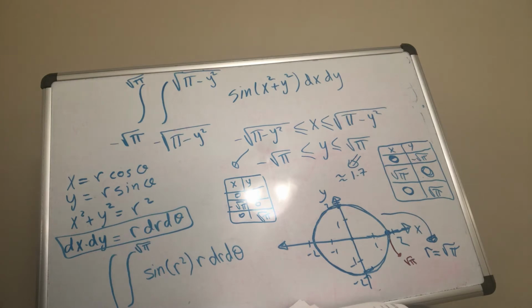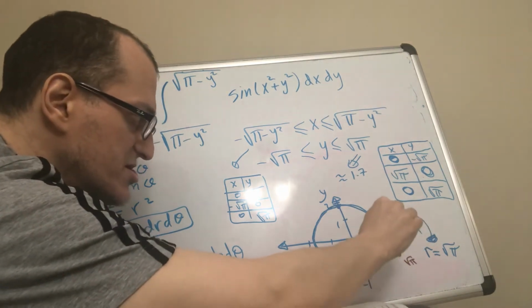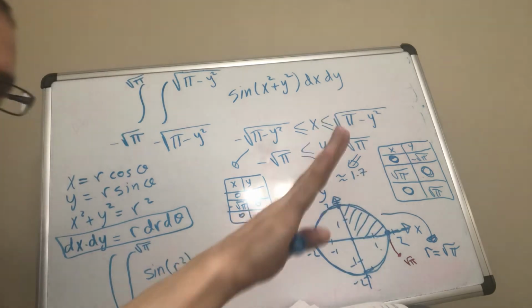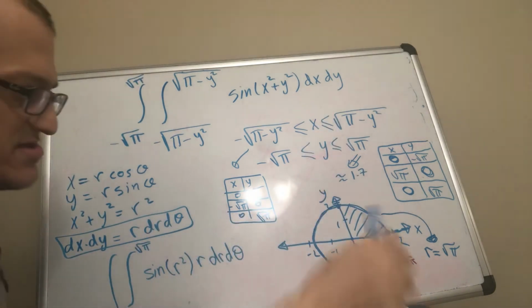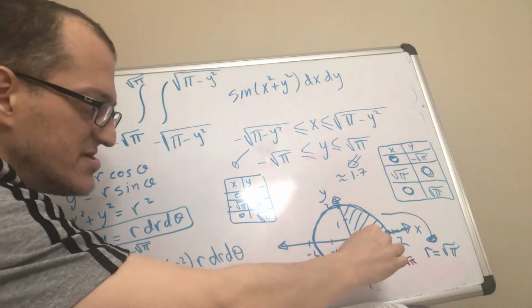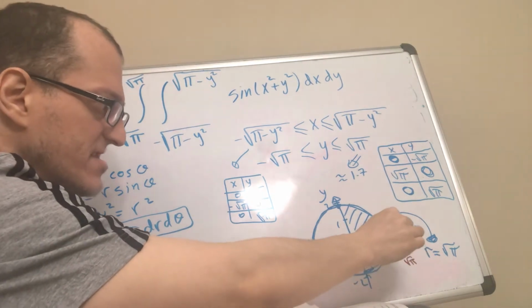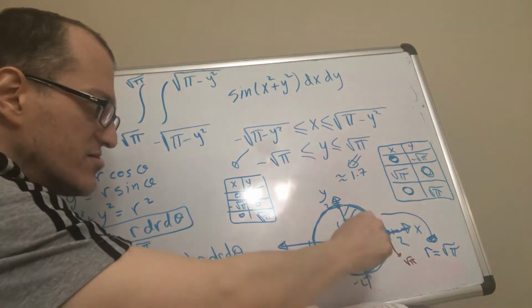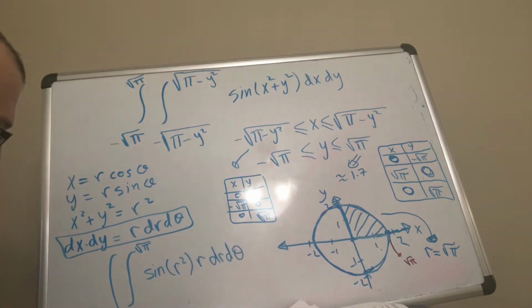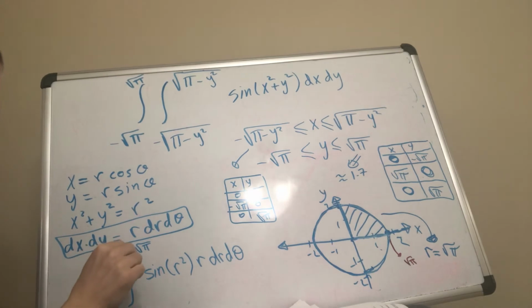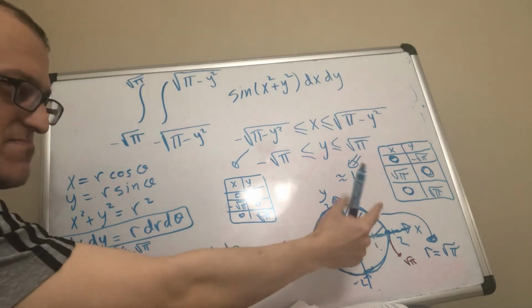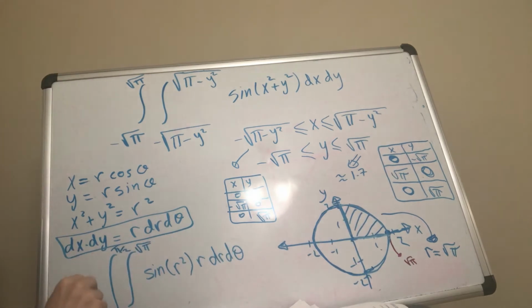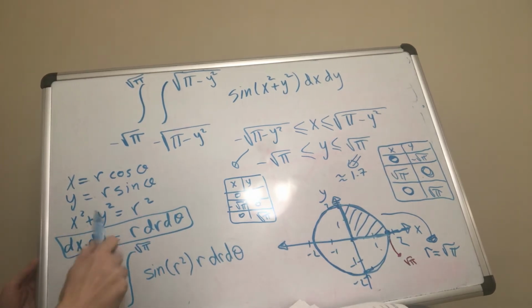Some people like to do it this way. They like to do this portion of the circle times 4. And I prefer doing it this way because it's easy to see that the radius is from 0 to root pi, and the angle from 0 to pi over 2. So 0 to pi over 2, but this is only a quarter of a circle, so I'm going to multiply this by 4. Going to erase some of this.